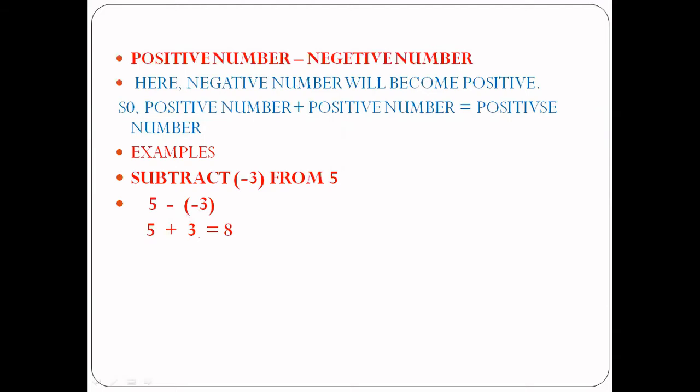Let's see another example. Subtract negative 9 from 8. 8 is a positive number, 9 is a negative number, and negative 9 will be subtracted from 8. So you can see here 8 minus negative 9. Here a negative sign is there and here also there is a negative sign. These two negative signs will turn to a positive sign, that is plus. So 8 plus 9. 8 is a positive number and 9 is also a positive number. So 8 plus 9 is equal to 17.